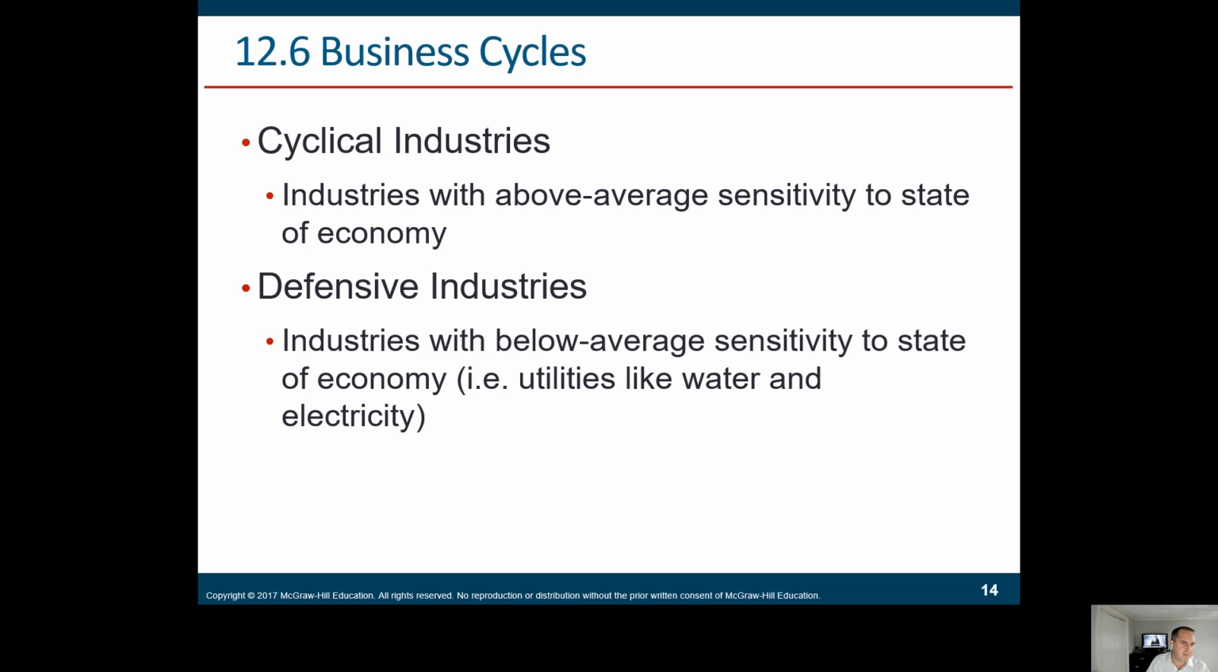Defensive businesses, as I mentioned, you could have utilities, but you also could have General Mills. That would be defensive, right? We expect that to be stable through thick and thin.